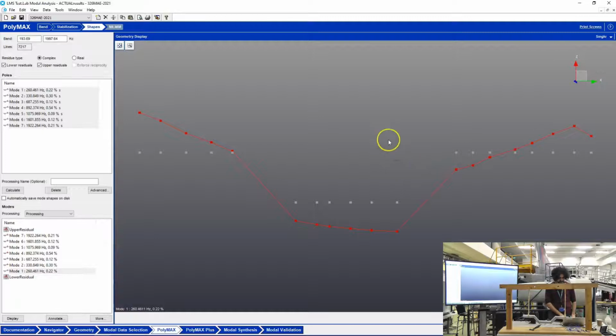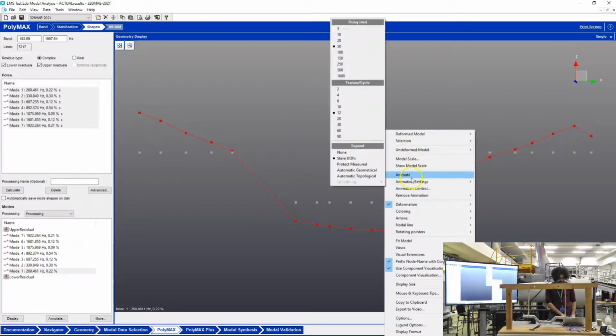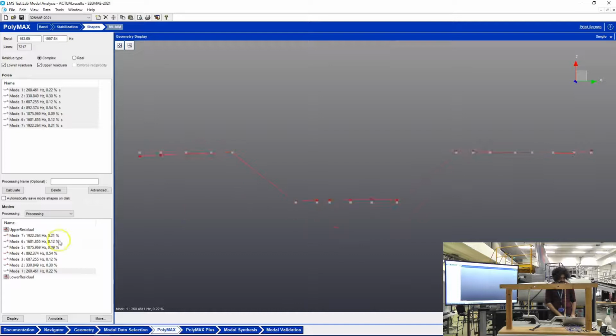So let's animate back. Mode 2 is this one. It doesn't look like much probably because it's a lateral.